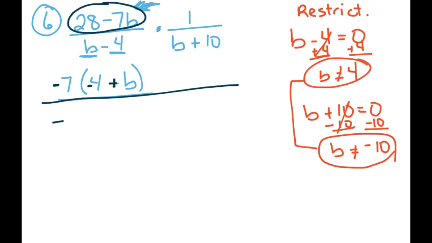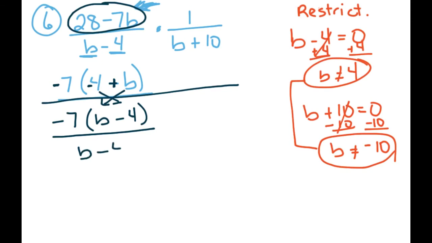Okay, and let's go ahead, we're going to rewrite that as negative 7 times b minus 4. I have changed the position of those. That is all over the denominator, b minus 4, times 1 over b plus 10.